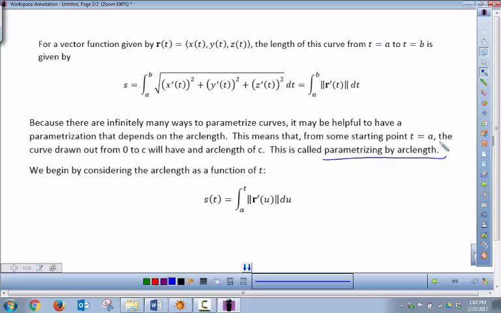you simply parameterize it so that the length from some value to some t value is going to be exactly the length of the curve.